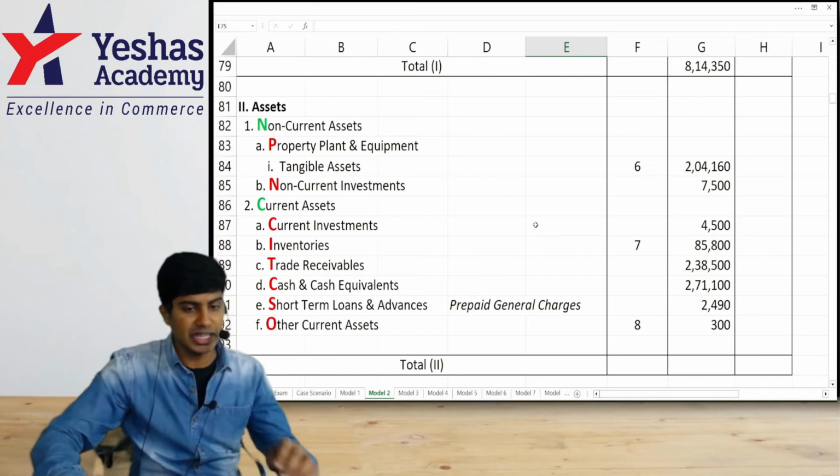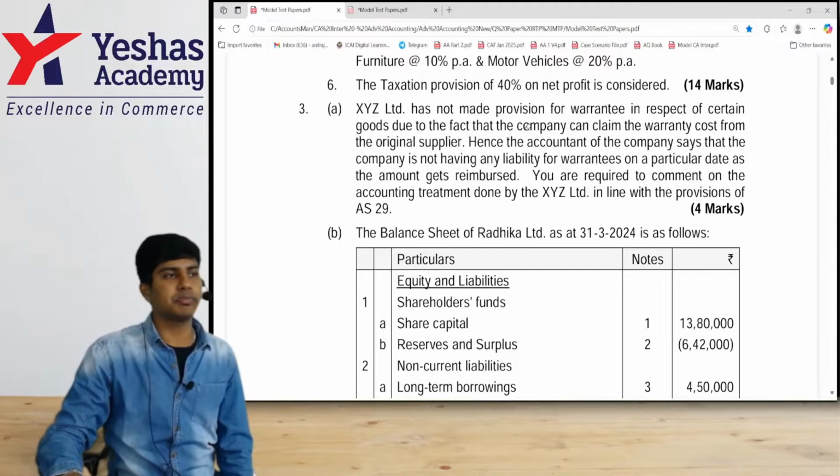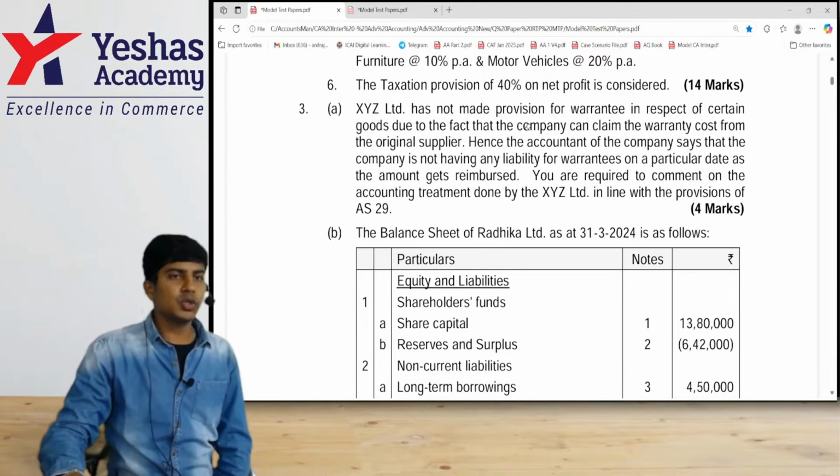Let's now solve question number 3A from our model test paper number 2. This question is on Accounting Standard 29, Provisions, Contingent Liabilities and Contingent Assets. Let's read the question. XYZ Limited has not made provision for warranty in respect of certain goods. So we have a similar question on warranty, not exactly the same.